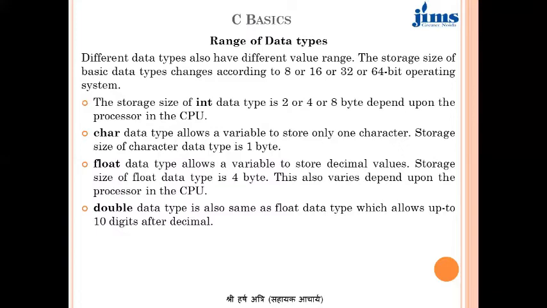The range of data types. Data types also have different value ranges. The storage size of basic data types changes according to 8, 16, 32 or 64-bit operating systems. Initially the operating systems were 8-bit, then 16, then 32, and then 64-bit. Currently in the market we have 64-bit operating systems. Our machines support 64-bit operating systems.